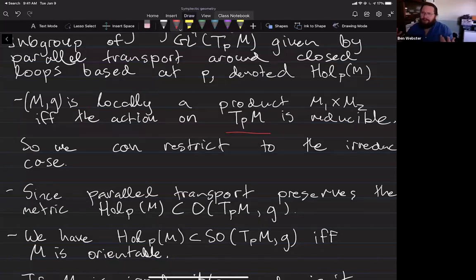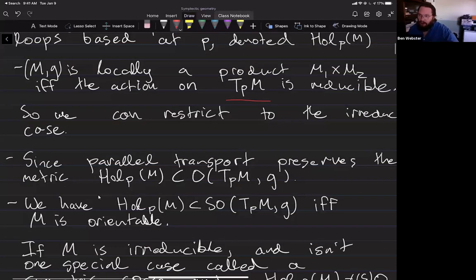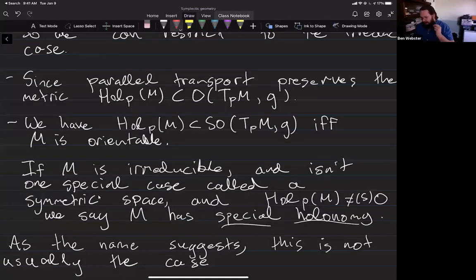So if you want to ask interesting questions about holonomy, you can reduce to the case where the group is acting irreducibly. One possibility is you get O or SO. That's interesting, but that's the generic behavior. Otherwise, if you have an irreducible holonomy group, there's a special case called symmetric spaces that we want to put off to the side. There you can get any compact group coming up as a holonomy. That's its own special world.